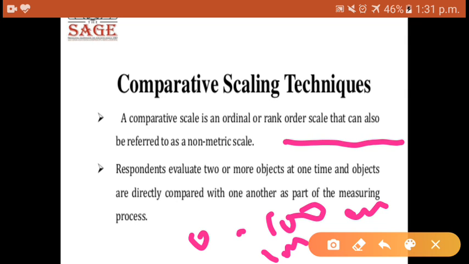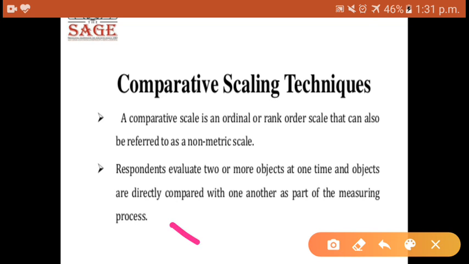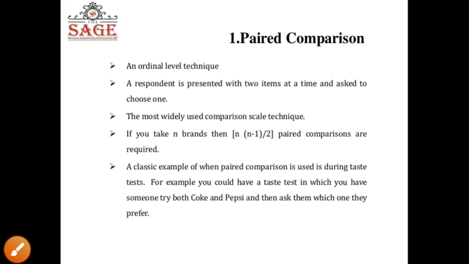The other thing is that respondents evaluate two or more objects at one time, and objects are directly compared with one another as part of the measuring process. You are basically comparing yes with no. You are comparing blue color with orange color. This is what comparative scaling techniques are.